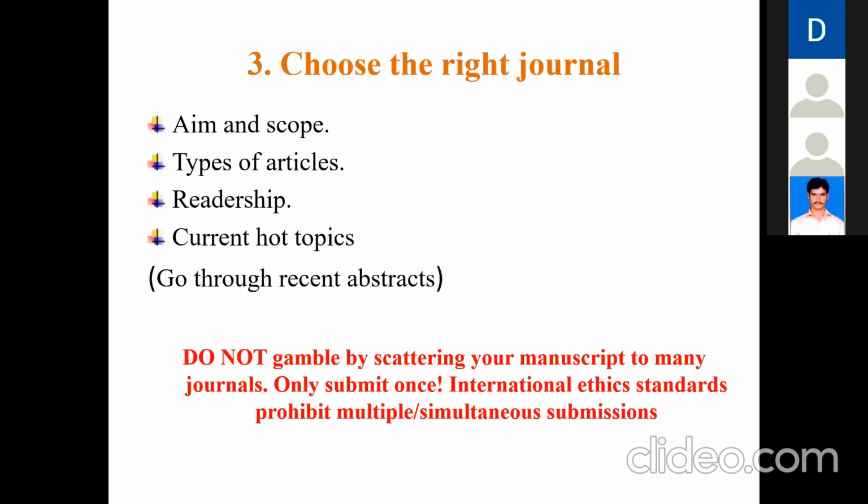Second one is types of the article. Already I told you what types of article there are. We are going to produce only the research article. We are not going to produce any letters or review papers. Third one is the readership. It is very important. Readership means those people who are going to read your paper. That means the origin of the journal matters. Suppose it is a Chinese journal, most Chinese journals expect mathematical modeling.